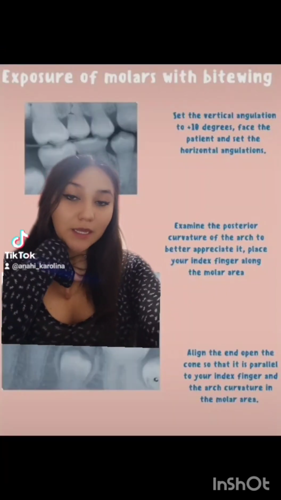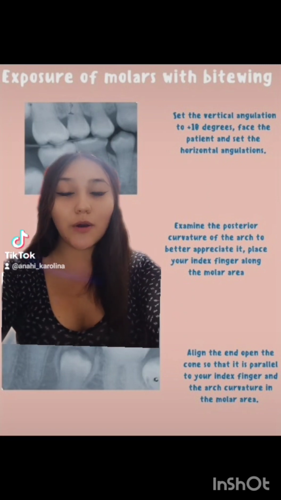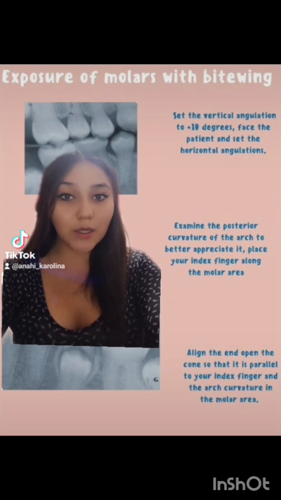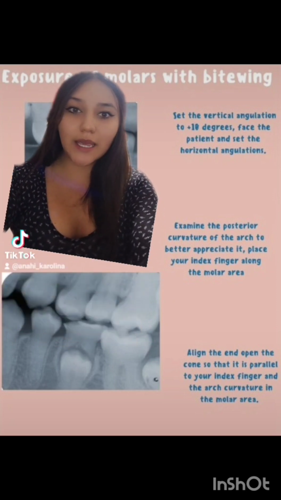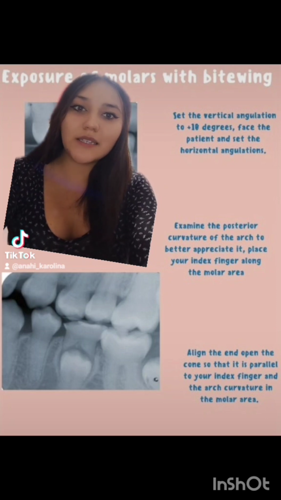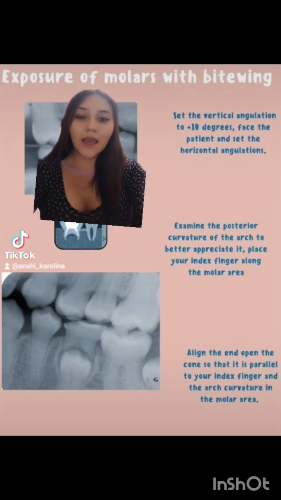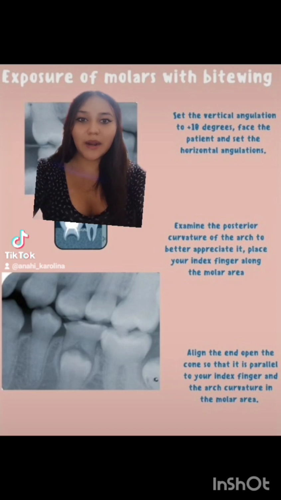Exposure of molars with bitewing. First, we set the vertical angulation to 10 degrees, face the patient, and set the horizontal angulation. Second, we examine the posterior curvature of the arch for a better view. Place your index finger along the molar areas. And third, we align the open end of the cone so that it is parallel to your index finger and the arch curve in the molar areas.